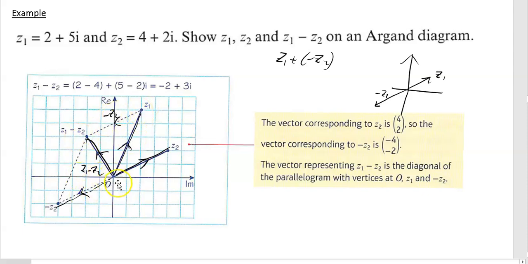Or you could have done it another way. Remember, this one is our minus z2. So I could have gone back down here, that's minus z2, and then along z1. So whatever way you want to do it. Okay, so let's look at that again. I've gone along z1 and then back along minus z2, or else I've gone back along minus z2 and then up z1. And this single vector represents either of those, so z1 minus z2.